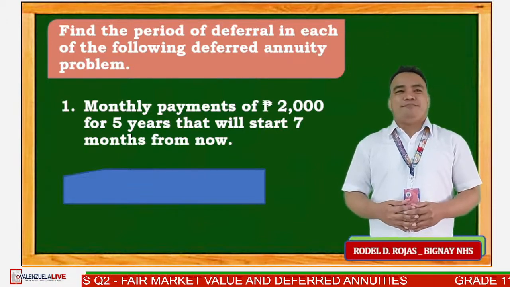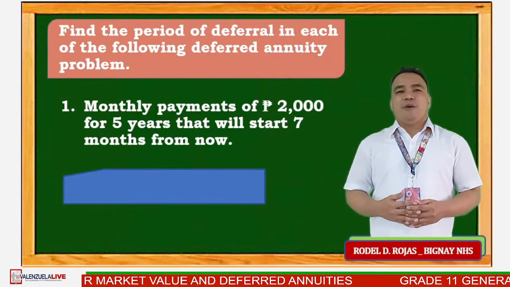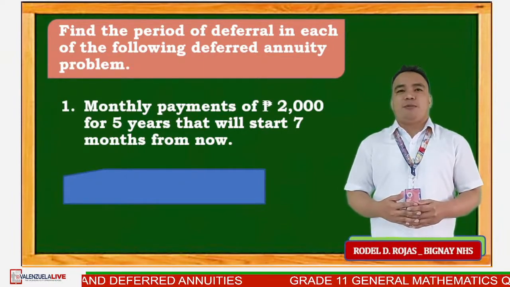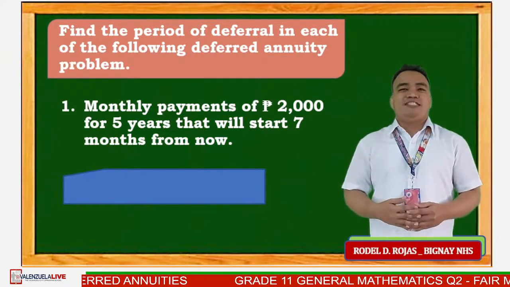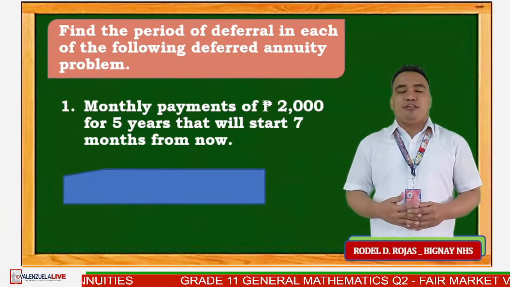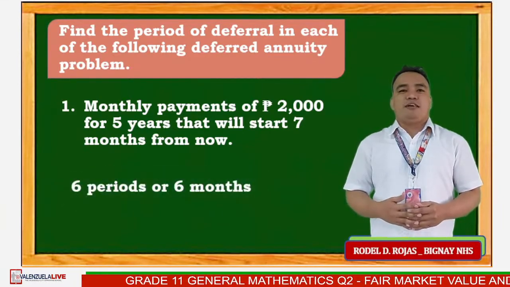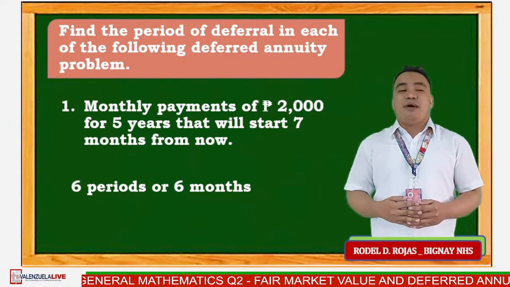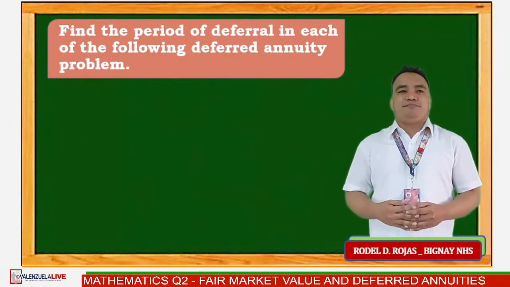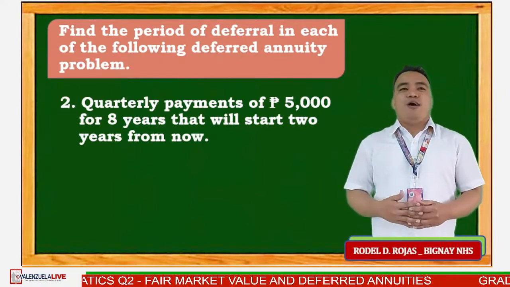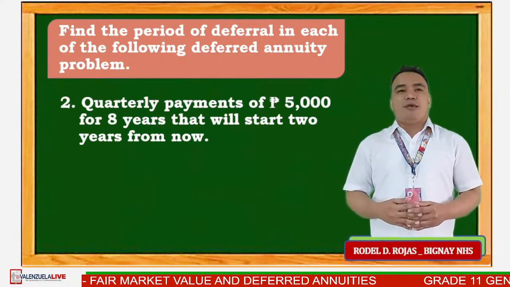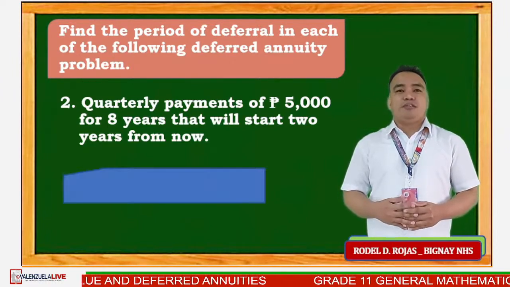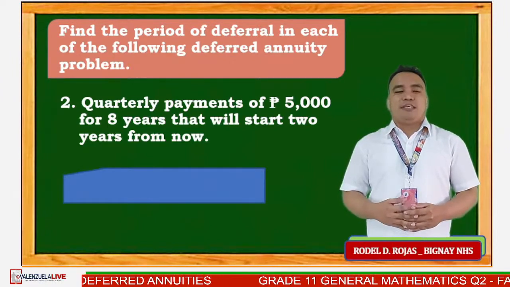Time is up. The first payment is at time 7. The period of deferral will be from time 0 to 6, which is equivalent to 6 periods or 6 months. Or, it will start at 7 months and the word monthly, so 7 minus 1 equals 6. Number 2: quarterly payments of 5,000 for 8 years that will start 2 years from now. 5 seconds, go.